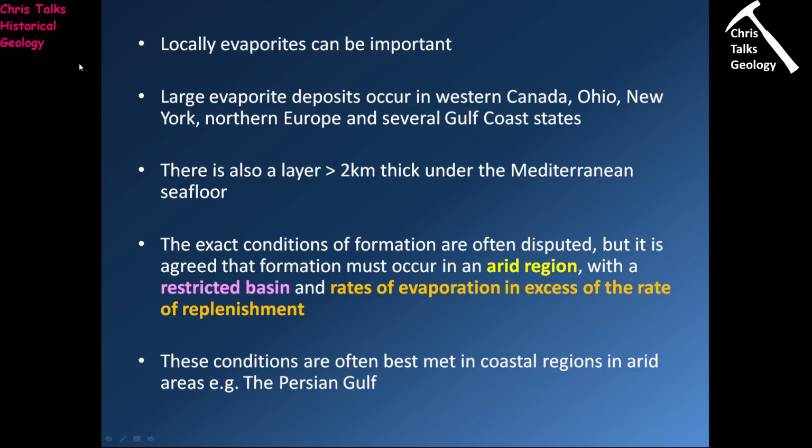So just to give you some idea of what kind of thickness of evaporites you can form if you actually get a large body of water to evaporate away, there is 2 kilometers of evaporites underneath the Mediterranean Sea seafloor right now. And they were formed the last time the Mediterranean Sea became isolated and evaporated away. So that shows you the sheer quantity of material which can be deposited if you get one of these large bodies of water to evaporate. So the exact conditions for evaporites are actually a little disputed.